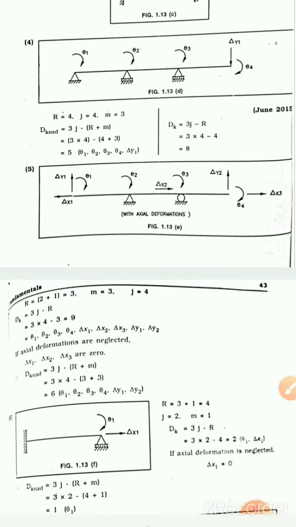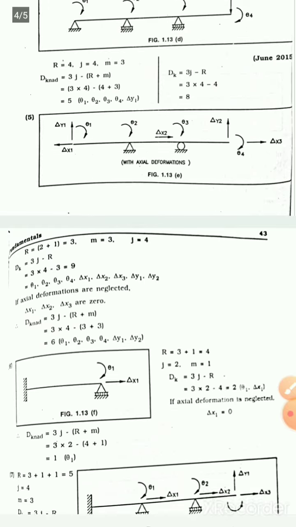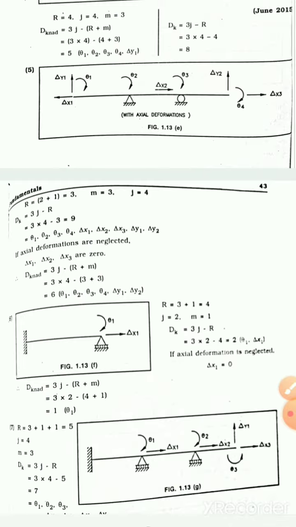सेम है एग्जाम्पल फिफ्थ, ठीक है. 2 supports are there, one is hinge and roller. So 3 reactions are there, 2 plus 1, members are 3, joints are 4. So DK equal to 3j minus r. So 3 into 4 minus 3 is equal to 9. कौन कौन से हो गए थीटा 1 थीटा 2 थीटा 3, डेल्टा x1 डेल्टा x2 डेल्टा x3 डेल्टा y1 and डेल्टा y2. So if axial deformations are neglected, delta x1, delta x2 and delta x3 are 0.